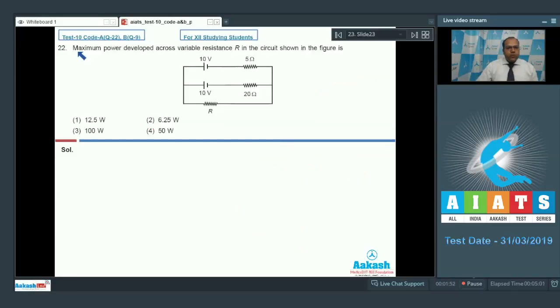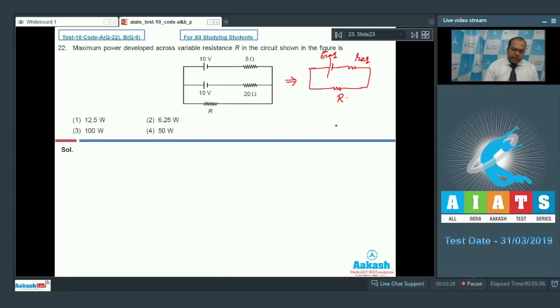In question number 22, maximum power developed across variable resistance R in the circuit shown in the figure is. So if I make the equivalent of these two cells, then it can be represented as this is equivalent, this is internal resistance R equivalent, this is equivalent, and here is the variable resistor R.